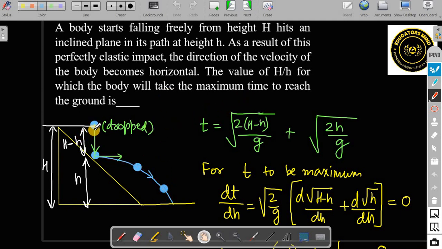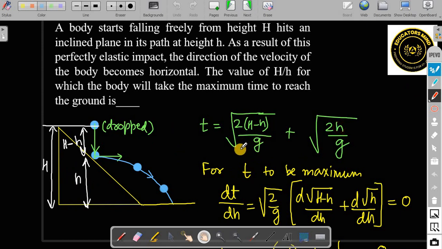Now total time, if you see, first of all there will be time for H minus h from here, and then this time, two different times you have to take. Now here both time formulas we can write as root under 2h by g, because in the first case it is dropped, so there is no vertical velocity, right? Second case, after collision vertical velocity again becomes 0, so it is free fall only, right? So root under 2(H minus h) by g for the first case, and second case is root under 2 small h by g.